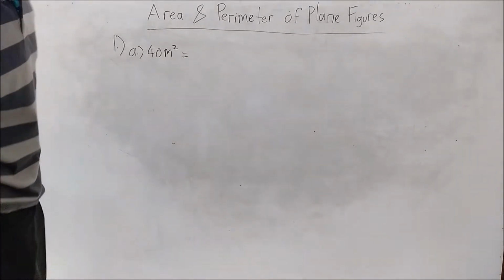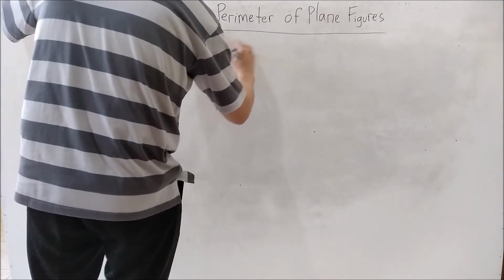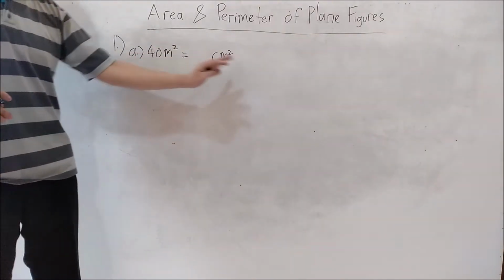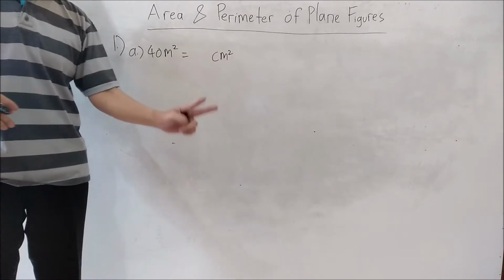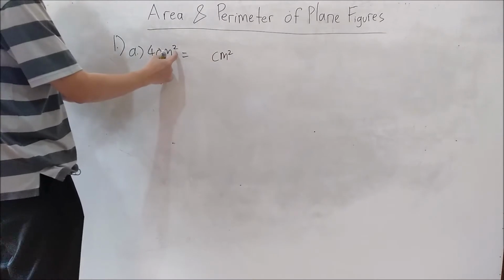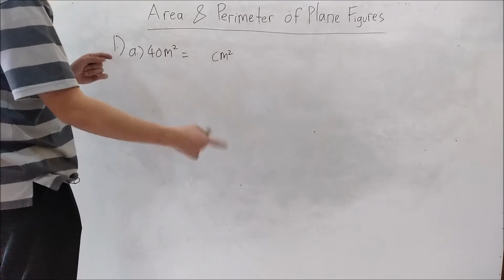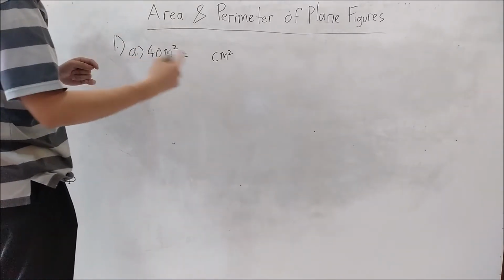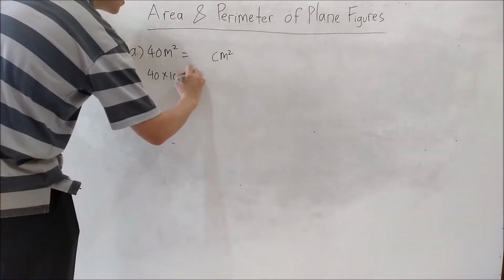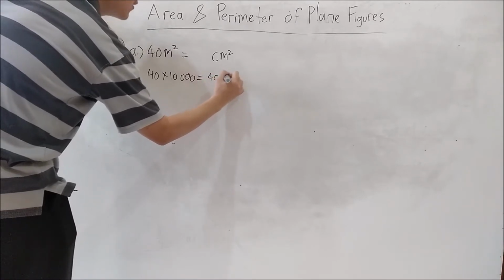Previously we have learned our metric staircase. When you want to convert from meter square to centimeter square, you will go down 2 stairs. However, you do not times it by 100 since it is a square, which means one stair is 100. Since we are going down 2 stairs, we will times it by 10,000. So it will be 40 times 10,000 and we get 400,000 centimeter square.